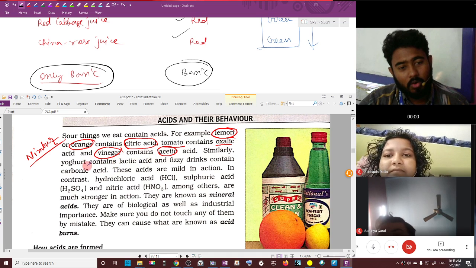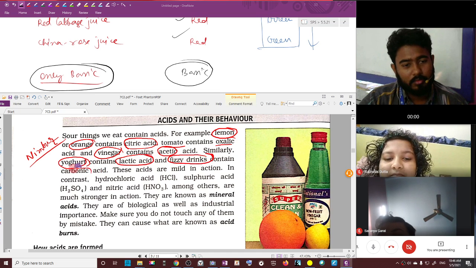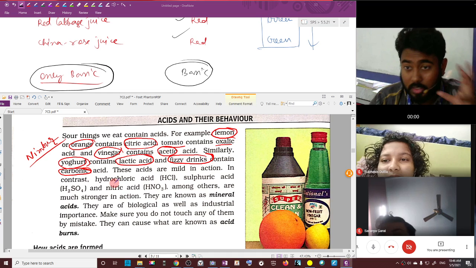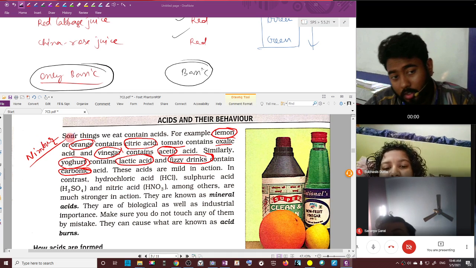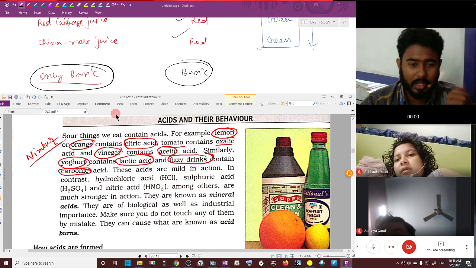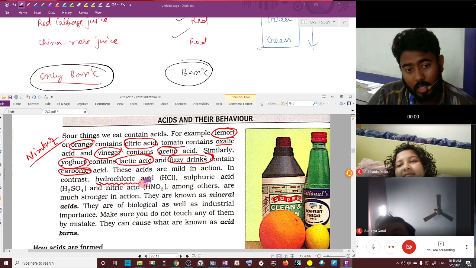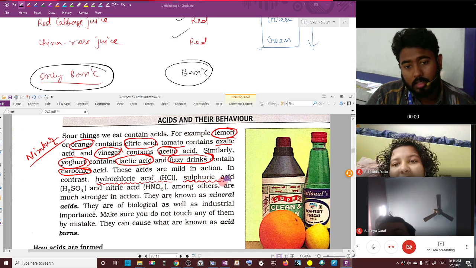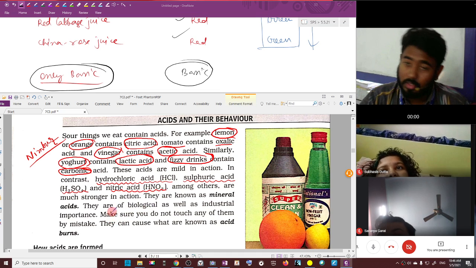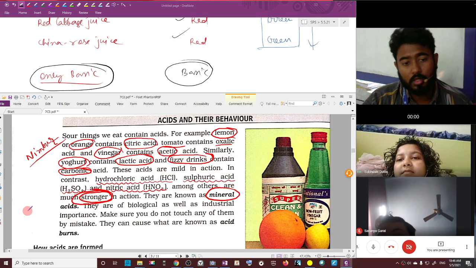Similarly, yogurt. What does yogurt contain? Lactic acid. What do fizzy drinks contain? Carbonic acid. Okay, these are important. Now, some acids used in industries, these are powerful acids. The acids we did just now are very weak acids. Nothing happens with that. You will feel a little sour taste. But these acids, hydrochloric acid HCl, sulfuric acid H2SO4, nitric acid HNO3, are mineral acids, and these are very strong.